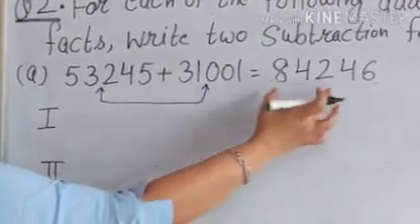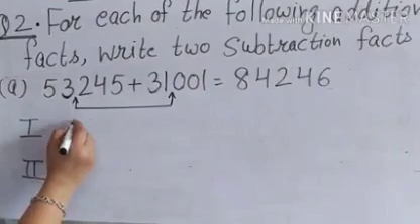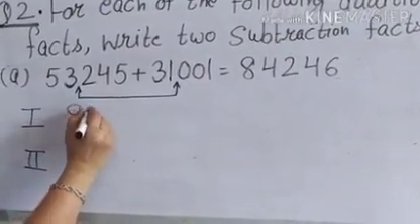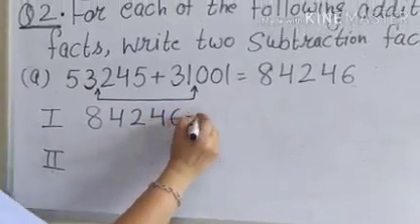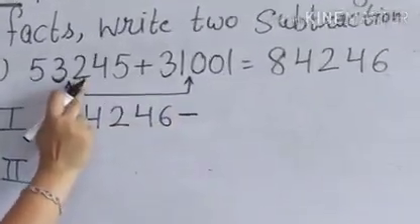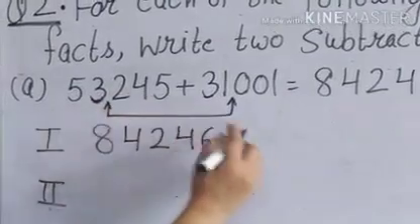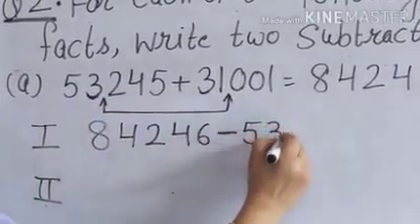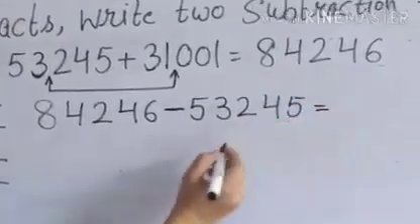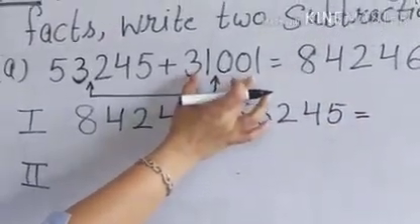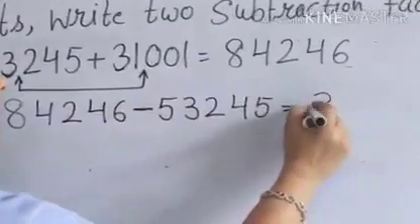Let's see here. First of all, we will take this sum, 84,246. And we subtract the first addend, 53,245. And we get the second addend as the answer.